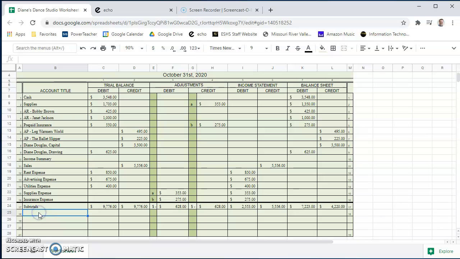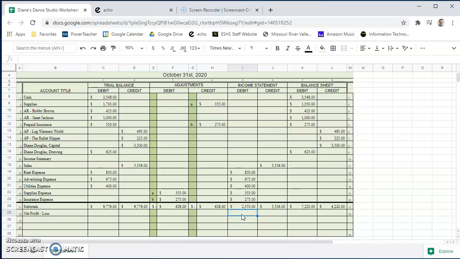So right here below subtotals, I'm going to put net profit / loss because we might have had a loss. And I am going to find the difference between these two numbers. I am going to put that difference underneath the smaller of the two numbers. So for the income statement section, the debit is smaller than the credit. So I'm going to put the difference between the two underneath in the debit column.